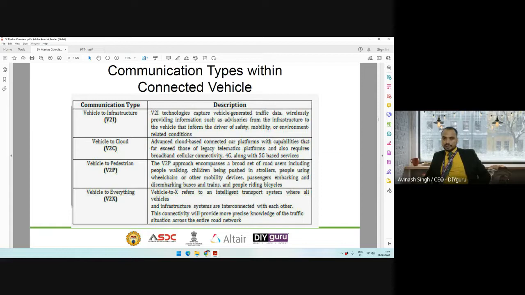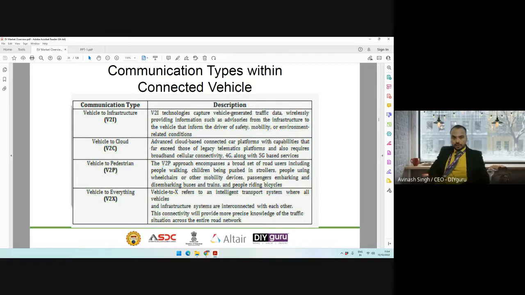So the communication is not just happening one way, it is happening into multiple ways. That is where vehicle to everything comes into picture. So it is sensing a lot of data, and data is about the movement of people on the road itself.